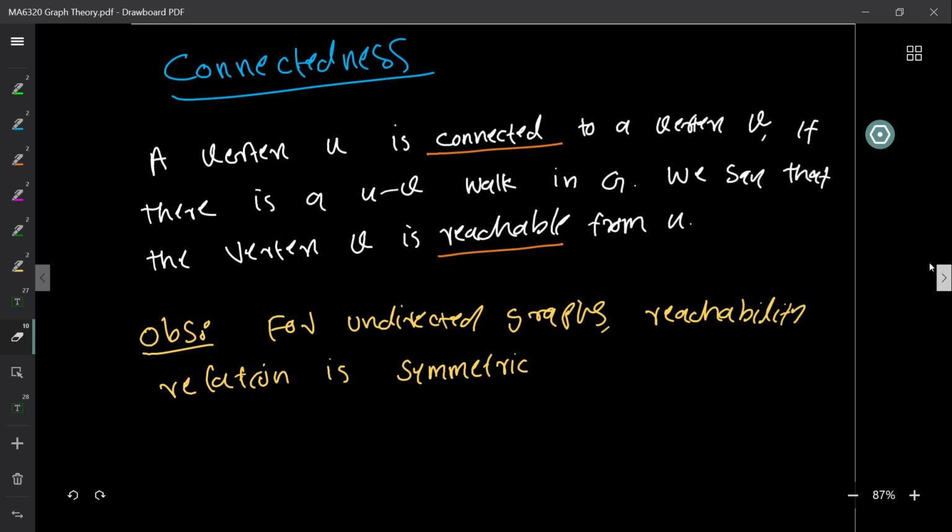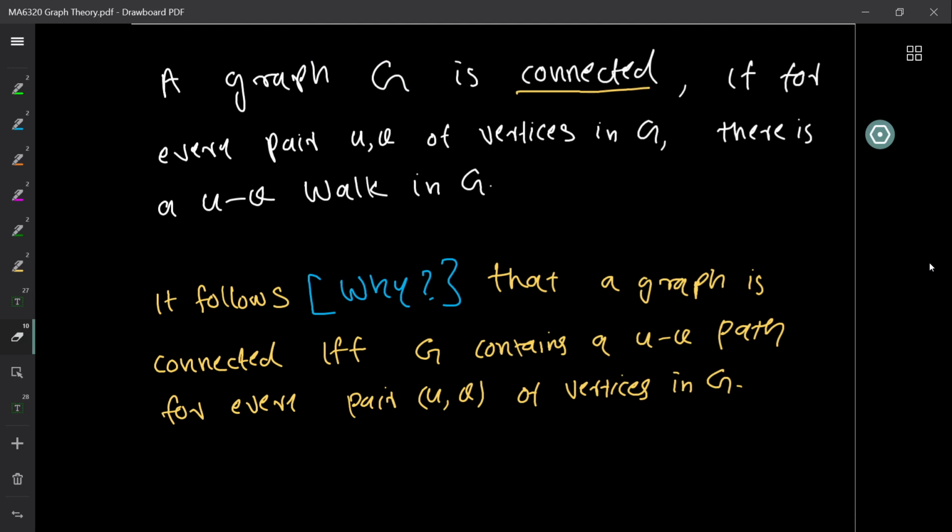Now, if for every pair of vertices U and V are connected, then we say the graph itself is connected. Which means that for every pair of vertices, there is a U-V walk. If you have a graph where there is a pair of vertices U and V where there is no U to V walk, then the graph is said to be disconnected. If it is not connected, then the graph is disconnected.